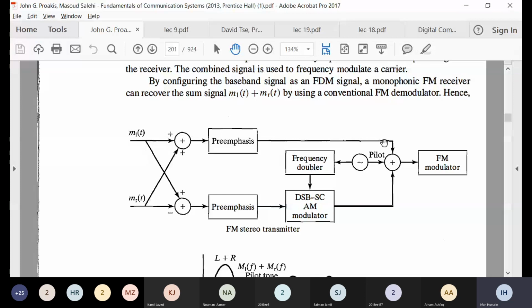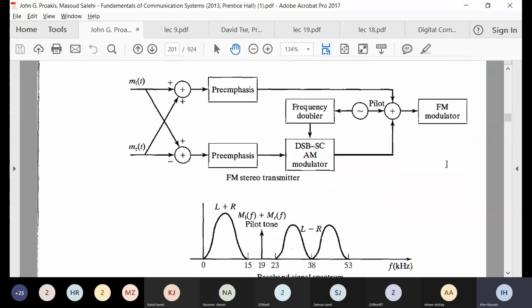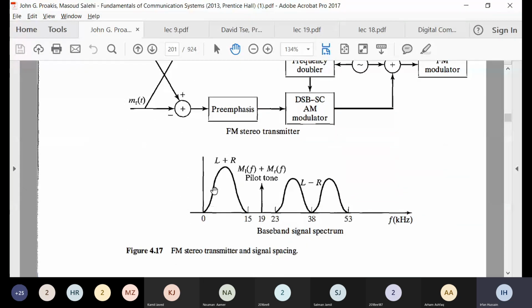So the baseband picture looks like this. This is the positive frequency baseband signal for the combined left plus right signal. This is the pilot tone. And at 38 kilohertz, we have the difference signal, left minus right. Its bandwidth will again be 15 kilohertz on each side, so a 30 kilohertz bandwidth, up to 53 kilohertz. This will be the total baseband signal, which is used to modulate your FM signal.